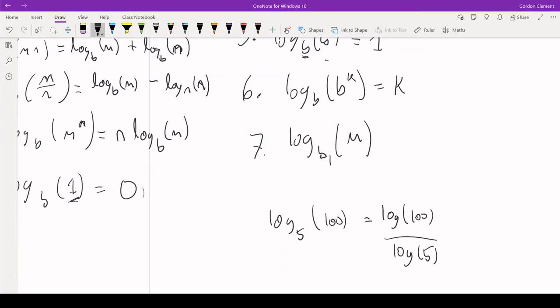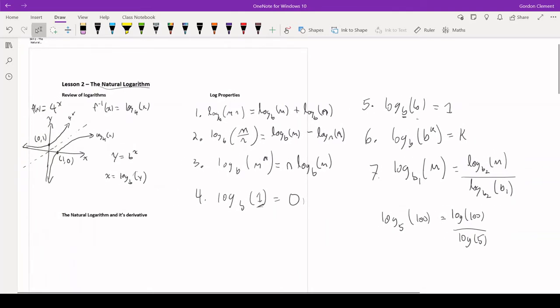So you're changing the base to base 10, which is this button here on your calculator. So that's how you change the base from base 5 to base 10. Or in general, that works with absolutely any base. You do log with the new base that you want of what it was before, and then log of the new base you want of the old base is the official formula there. That's called the change of base formula.